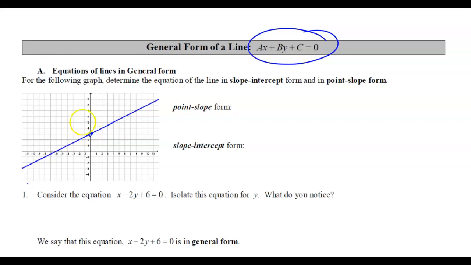Okay, so find another point. The x-intercept looks good. So if I were to do the slope there, I'm going up 3, to the right 6.